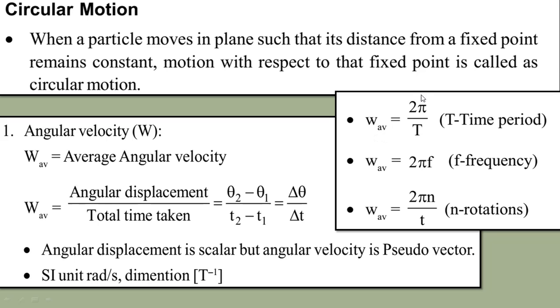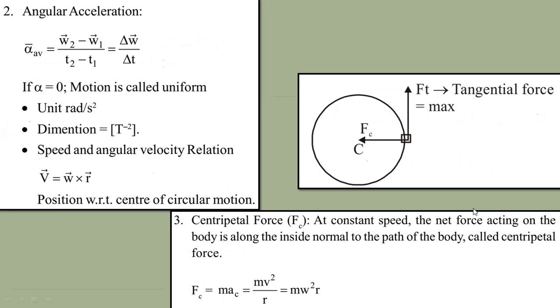So omega av is equal to 2 pi divided by T, where T is the time period. Omega av is equal to 2 pi f, where f is the frequency, and omega average is equal to 2 pi n divided by t, where n is the number of rotations.